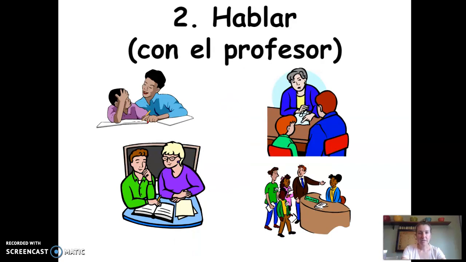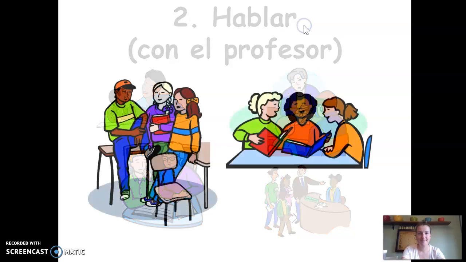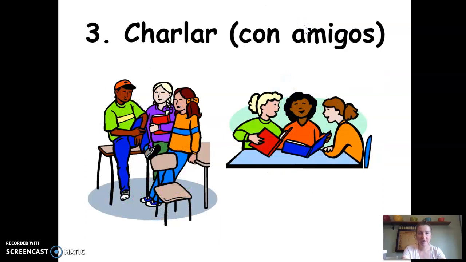Hablar means to talk or to speak, and so you'll notice as we go through, all of these verbs end with AR, and that's why they're called AR verbs. Now in the next video, we'll talk about changing that AR, but for now, the way they are in your vocab list, that's called the infinitive, right? And they all end with AR. Again, that's why they're called AR verbs. All right, we have charlar, which means to chat. It's a little bit more informal.